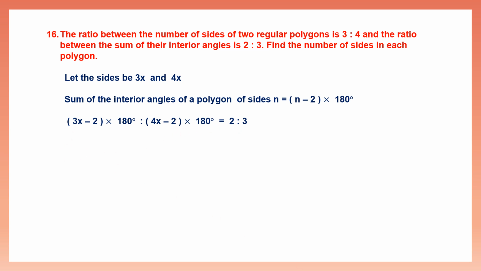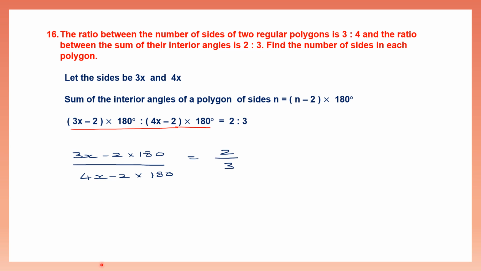So here this is a ratio, isn't it? Now ratio can also be put in the form of a fraction or division form. That means here I can say (3x minus 2) into 180 is to (4x minus 2) into 180. I can put that in the form of a fraction. So this will be (4x minus 2) into 180 in the denominator, and this is equal to 2 by 3. So now here, look at this, 3x minus 2, I'll put this within brackets. 4x minus 2, I'll put this within brackets, and we have 180 degrees here.